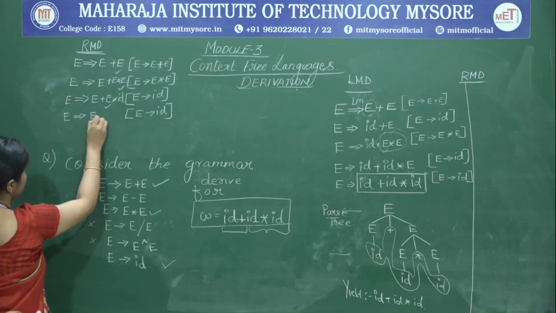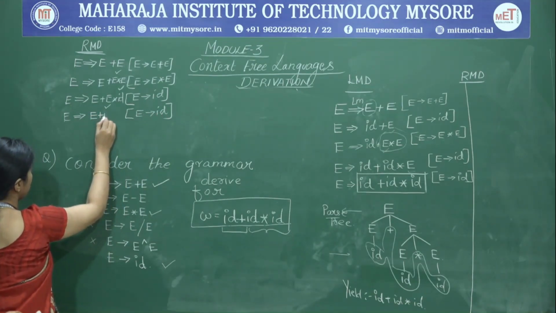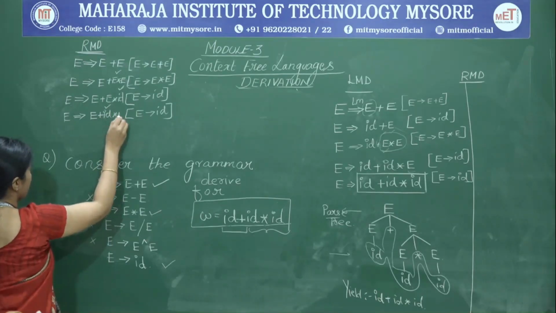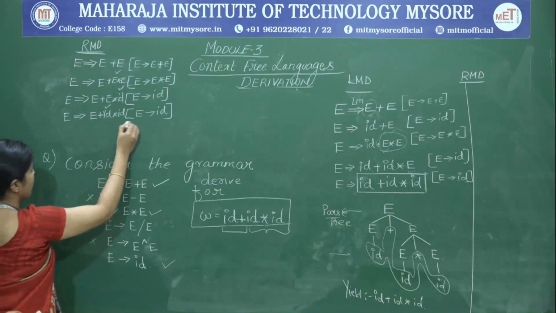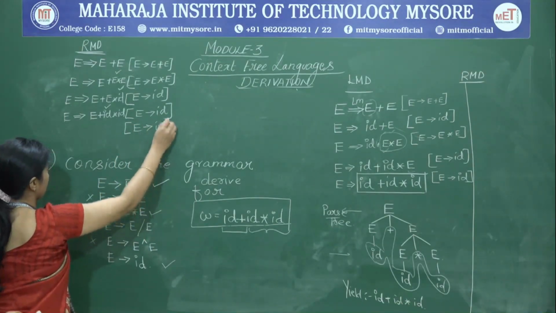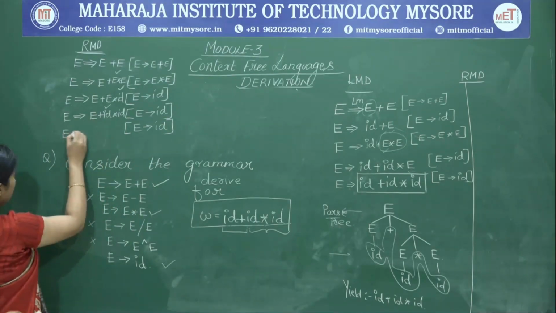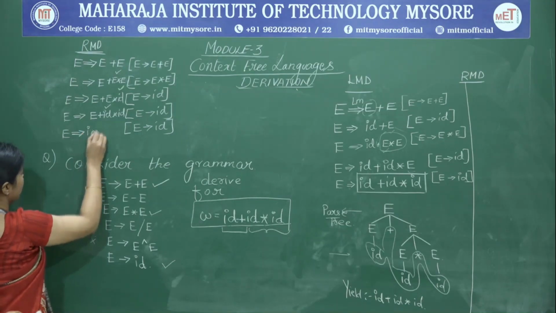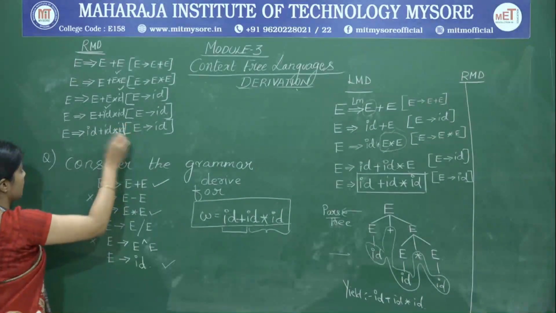So then it is E goes to ID. So therefore E plus ID star ID. This is what will happen if I replace E by ID. Next we have E goes to ID again. Why? Because in this place also we require ID. So E goes to ID plus ID star ID.